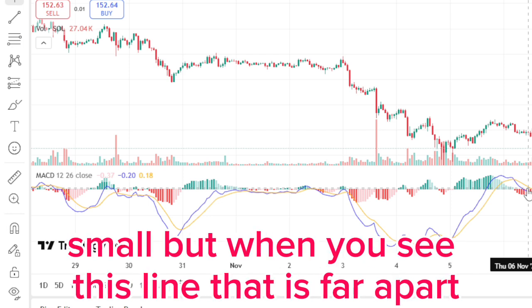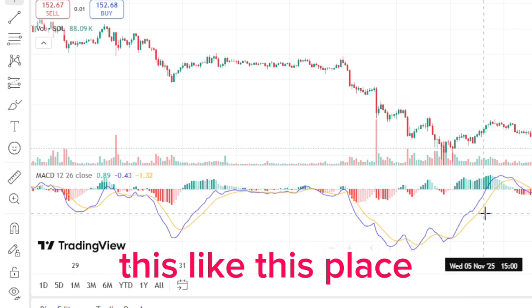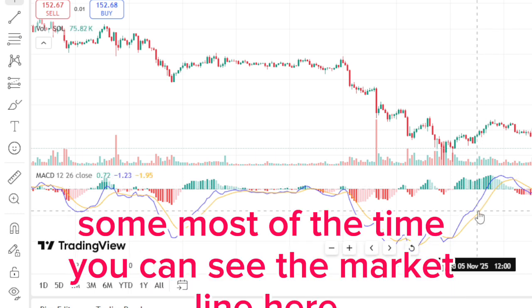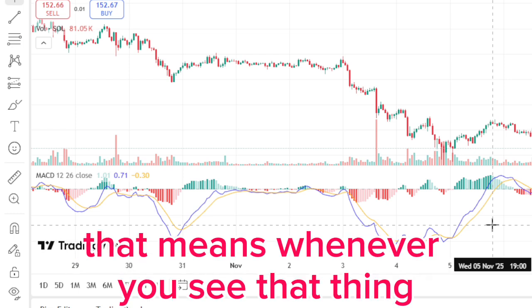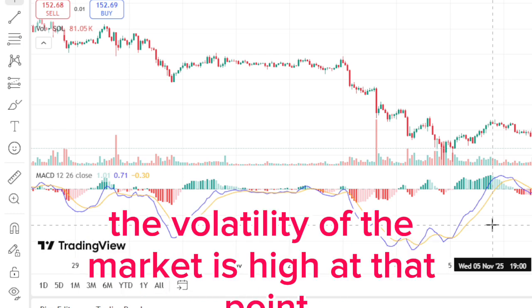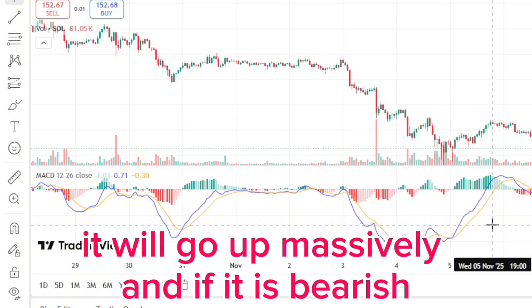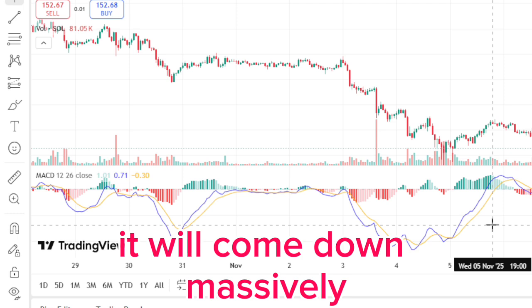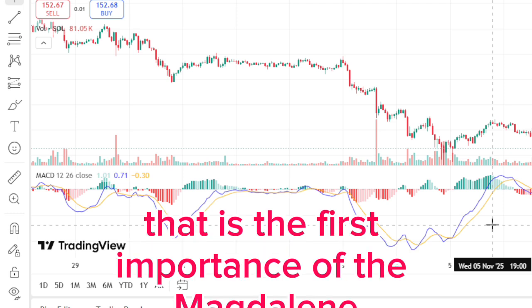But when you see these lines far apart, like this place, most of the time you can see the MACD line here, signal line at the bottom. Whenever you see them far apart, that means the volatility of the market is high at that point. If it is bullish, it will go up massively. And if it is bearish, it will come down massively. That is the first importance of the MACD line.